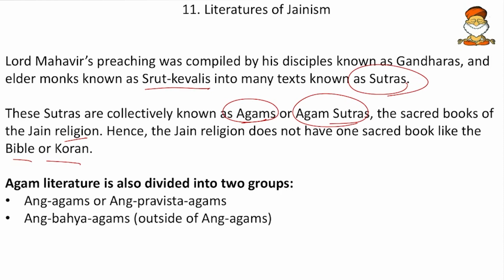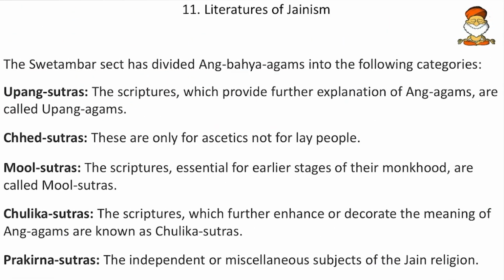And the agam literature is also divided into two groups, that is the Anga Pravishta Agams or the Anga Bahya Agams. Anga Bahya Agam means one which is outside of Agam. Bahya means Bahar. So likewise. And then the Shvetambar sect has divided Anga Bahya Agams into the following categories. So I got some fact here. So first one, that is the Upanga Sutra.